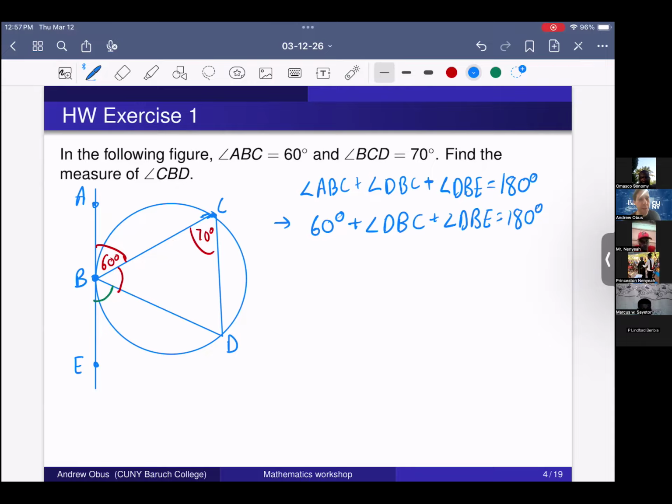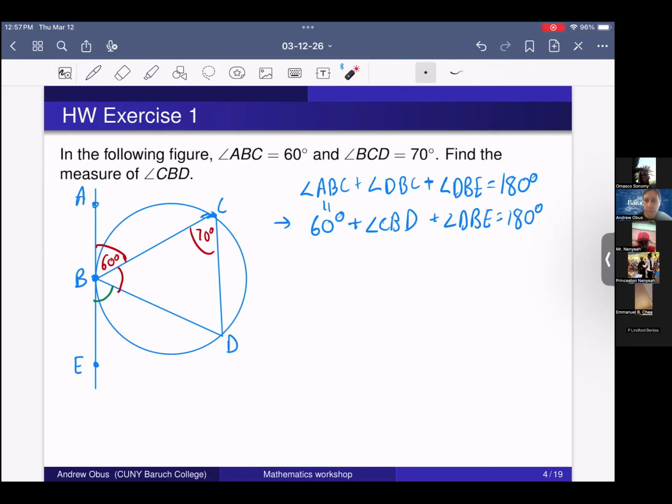Okay, so now what else do we know, right? Because angle ABC is 60 degrees. That's given to us. Maybe I'll call this CBD just to keep the notation correct. It's the same thing as DBC. So if we can figure this out, then we win, right? So the question is, how can we figure out angle DBE?